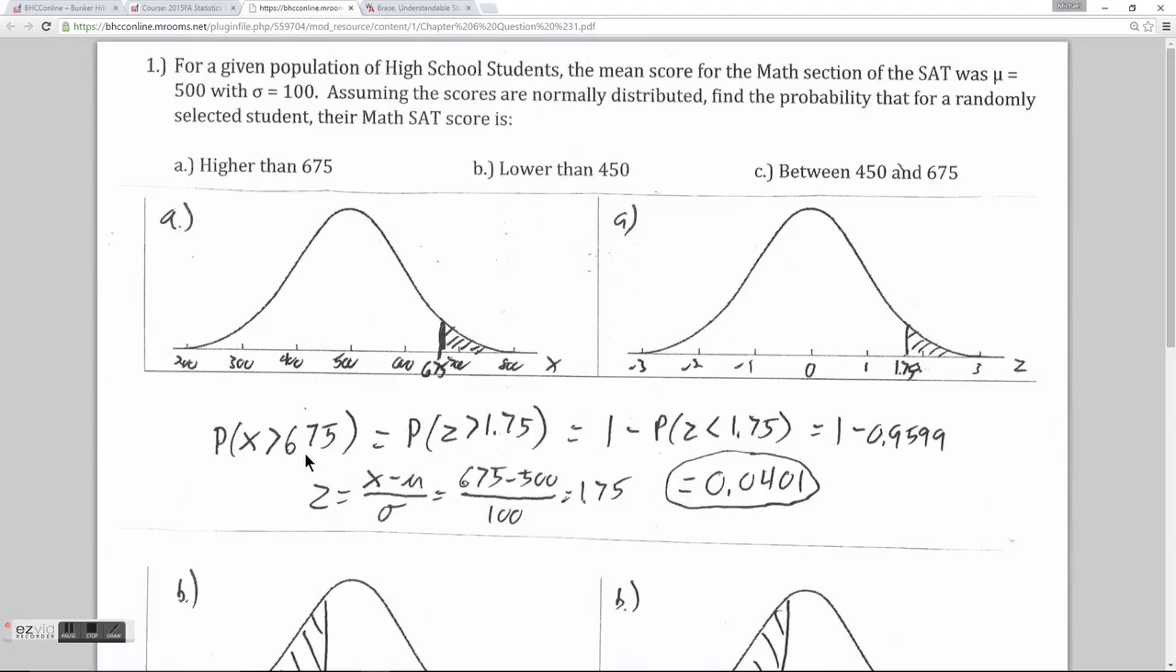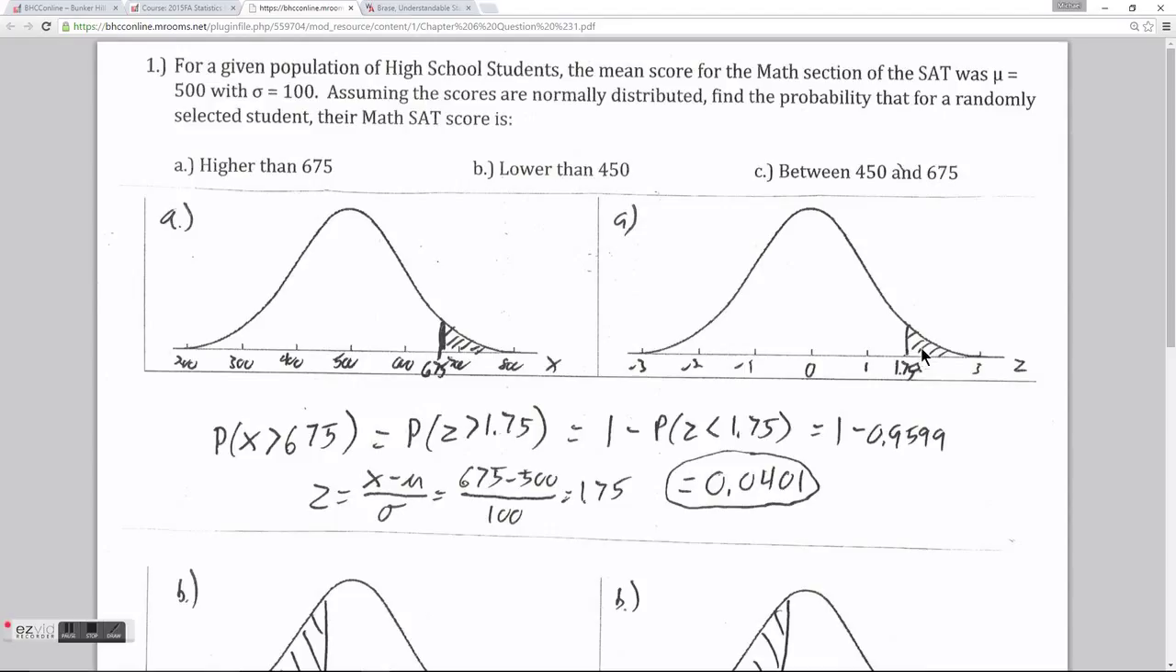To get the probability that a student scores more than 675 on the SAT, it's equivalent to any normally distributed variable being more than 1.75 standard deviations above the mean. That's what this syntax right here means. That probability is represented by the area under the standard normal curve to the right of z is 1.75.